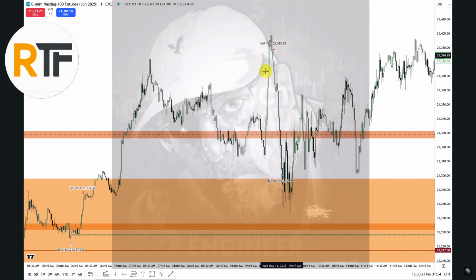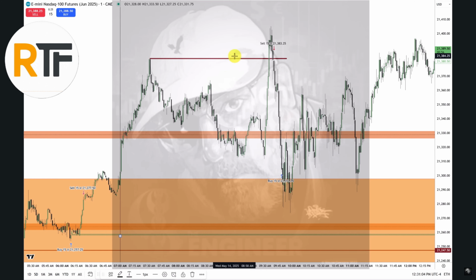And then today we had buyside, and at the open at 9:30 right there, we ran away and left relative equal highs. I'm sorry, relative equal lows, excuse me. And looking back at 7 o'clock, we opened here. So where's the buy side? Here. So it rallied up, ran above that.